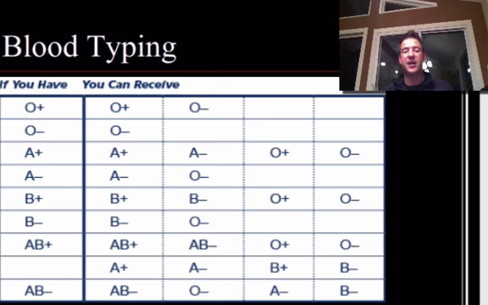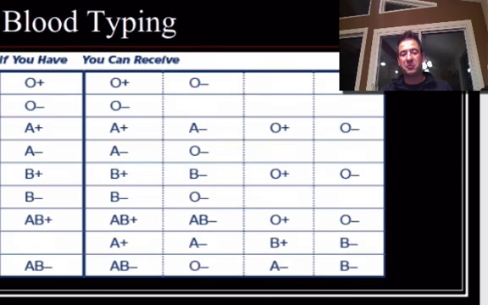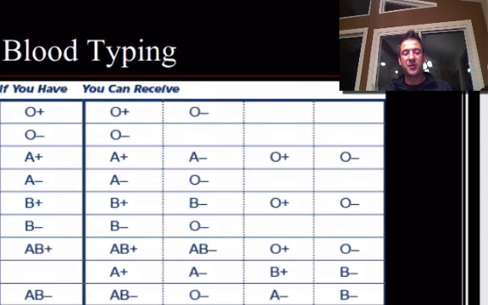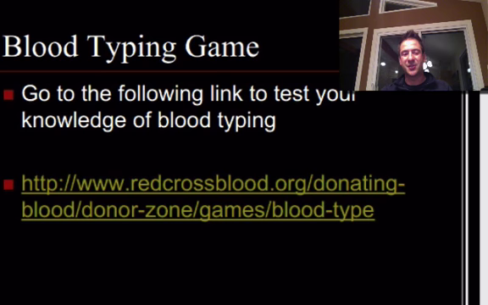Okay, and then AB negative can receive from AB negative, O negative, A negative, B negative. Notice that they're all negative in that AB negative. But that AB positive is our universal recipient, can receive from everybody. So if you're AB positive, then you're looking good because you can receive from anybody. It's easy to find a blood donor: O positive or O negative. O negative is very rare, right? So anyways, you're going to want to know these for your post-assessment.